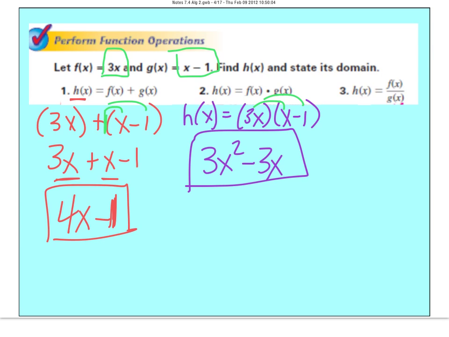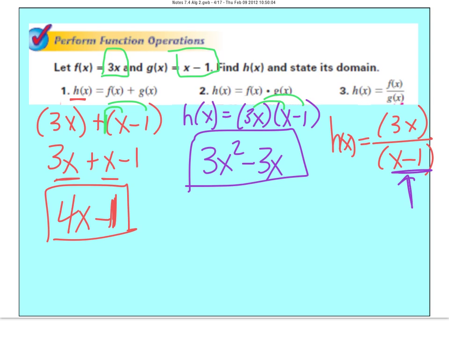Then the last one here, the division, h of x is going to be equal to f of x, which is 3x, over g of x, which is x minus 1. This is not a chapter 6 question. This is a chapter 9, which you're not to yet, because this complete term is a plus or minus. There's a subtraction or adding going on. I cannot delete anything in that group unless there was an exact group that looked just like it. So that's all you would do.